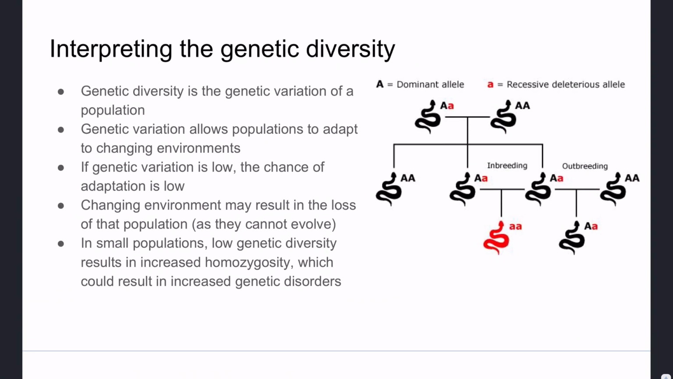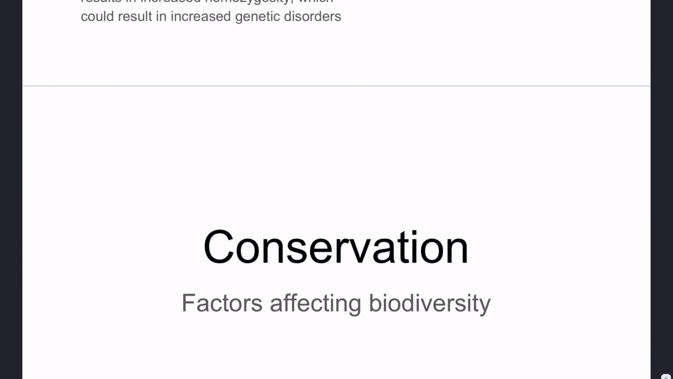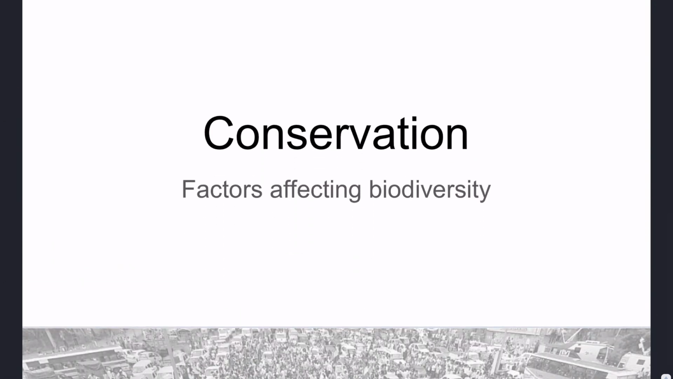And then again, what it means to have low genetic diversity. Similar idea: if you don't have enough different alleles, the chance of being able to adapt to new situations, to new selection pressures decreases, and the population is then more likely to reduce in size because not enough individuals are able to survive and reproduce. And that brings us to conservation.